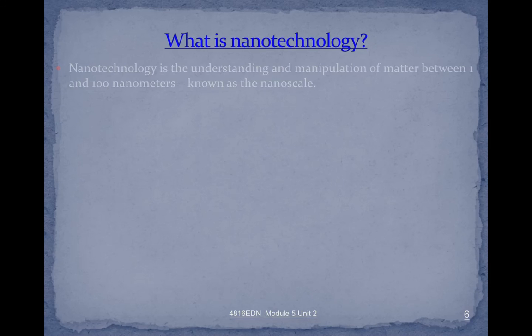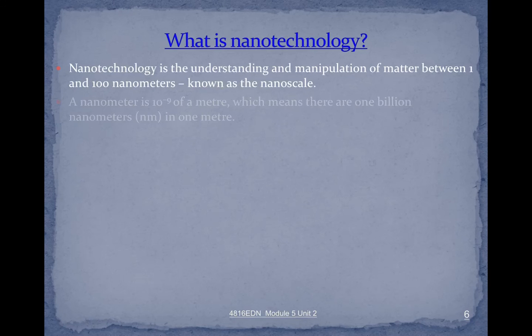So nanotechnology is the understanding and manipulation of matter between 1 and 100 nanometers, and this is known as the nanoscale. So if you think of a millimeter on a ruler, that's the smallest little segregation you can see on a ruler, you'd have 1 million nanometers in a single millimeter. So that's how tiny it is. It's just tiny, tiny.